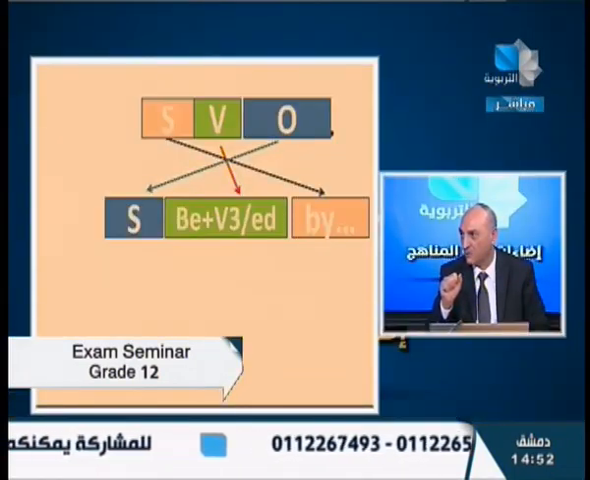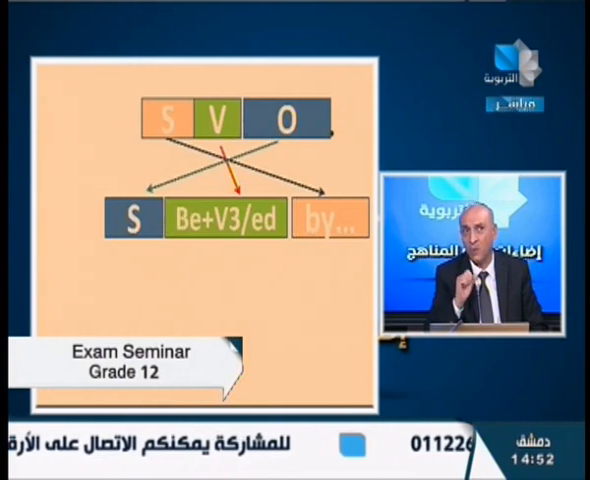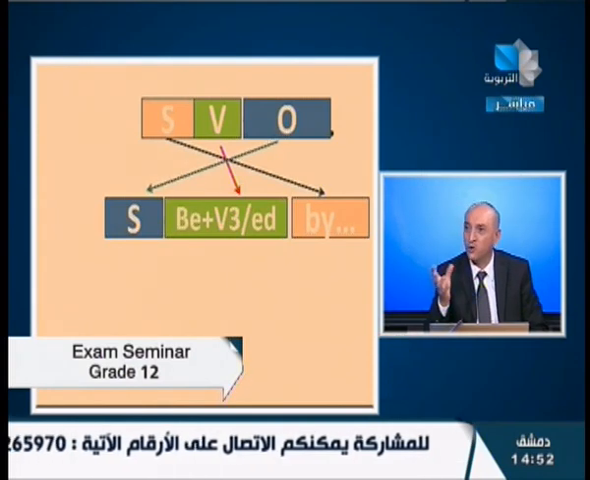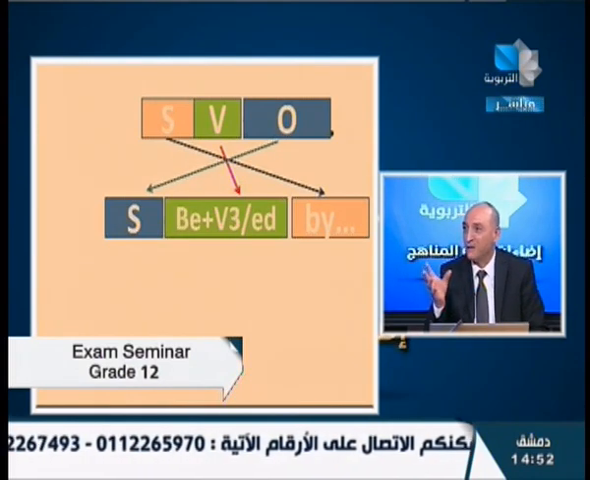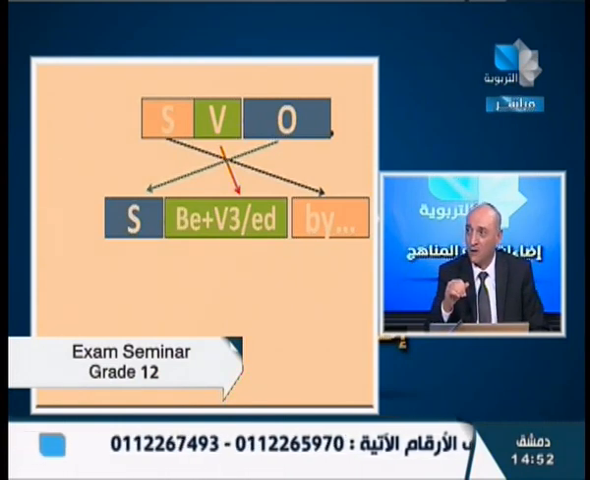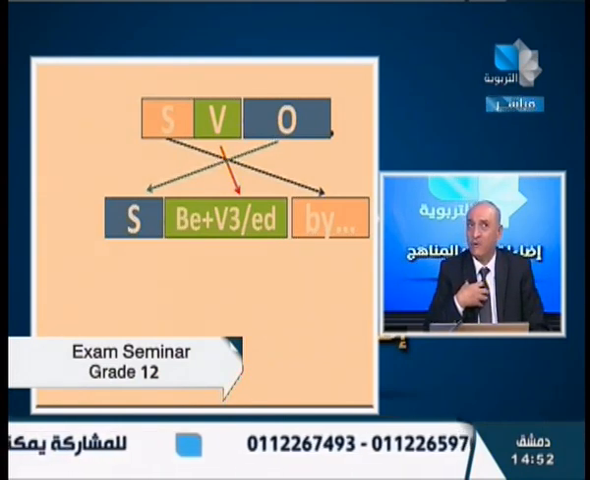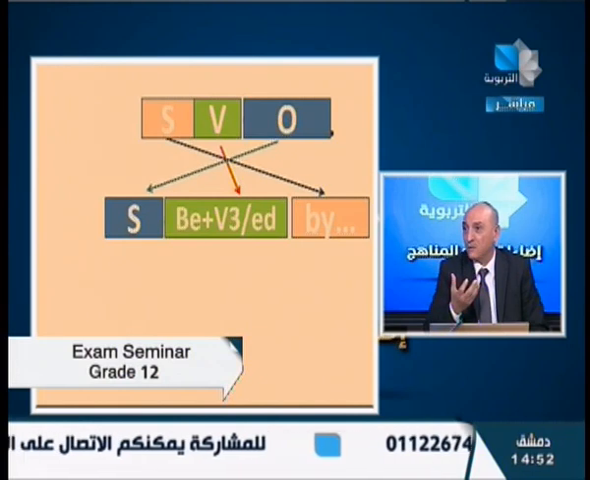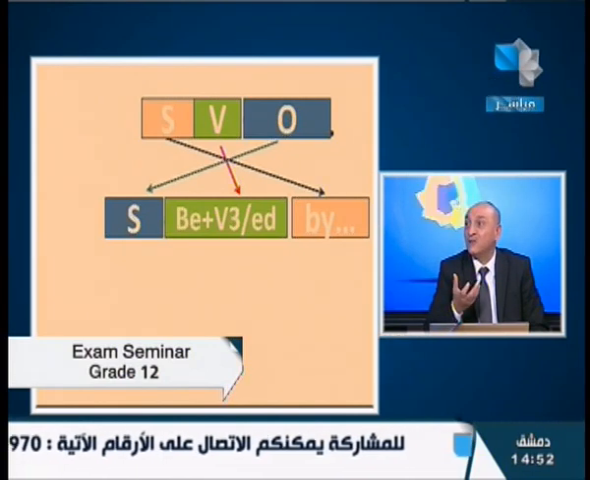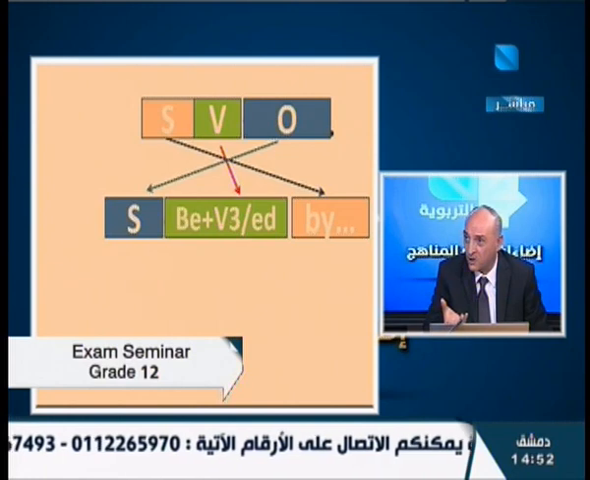Then, if we want to mention the doer of the action in the passive, it must be preceded by the word by. By so and so, okay? But it is often not mentioned. When should we mention the doer of the action in the passive? I think when we feel that the information is not complete, we mention it. When we feel that it is important, we mention it.